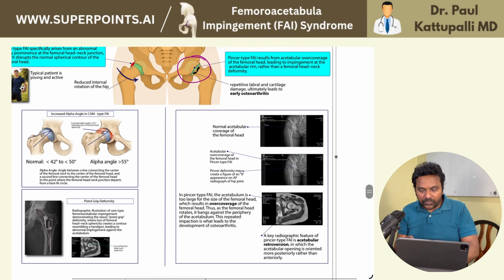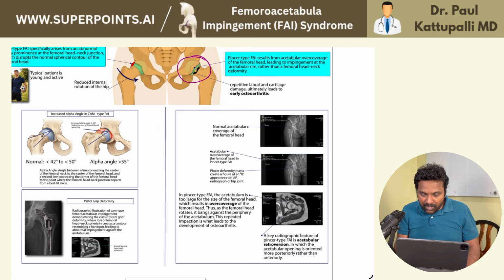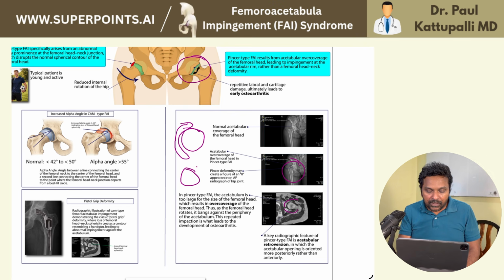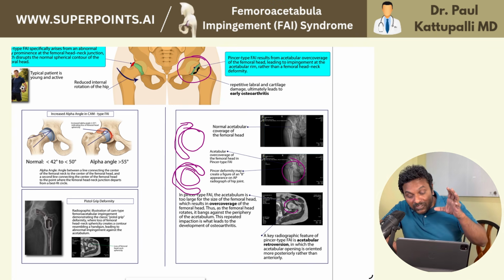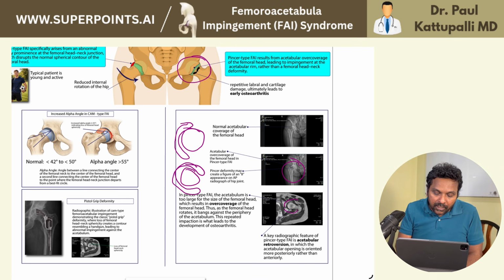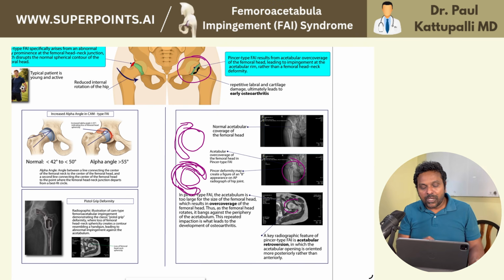In normal, you see normal acetabular coverage, but here you are seeing over coverage. Look at this MRI here. The anterior lip and the posterior lip are going too far. Let us say this is the femoral head, then this is the acetabulum. This should be the normal. But here the acetabulum is covering so much. Then we say that is acetabular retroversion. Why? The anterior lip is too big, and the posterior lip, even though it is big, is not as big as the anterior lip. So you are creating that backwardness. That's why it's called acetabular retroversion.